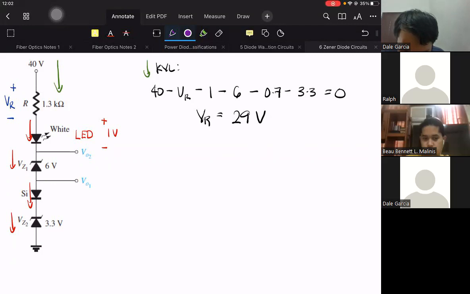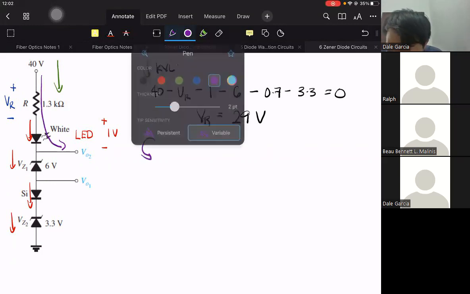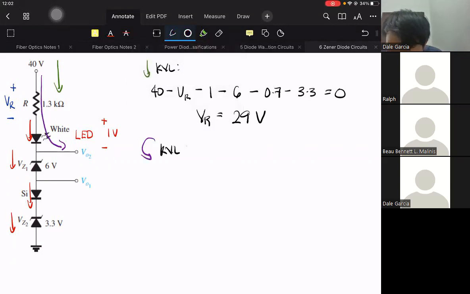So to solve for VO2, we can do KVL. Correct? 29? Yes, sir. Okay, thank you. So we can do KVL in this direction to solve for VO2. 40 minus VR of 29 minus LED of 1 minus VO2 equal to 0. So VO2 is equal to 30 volts.